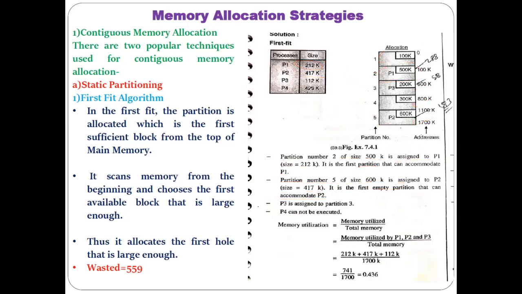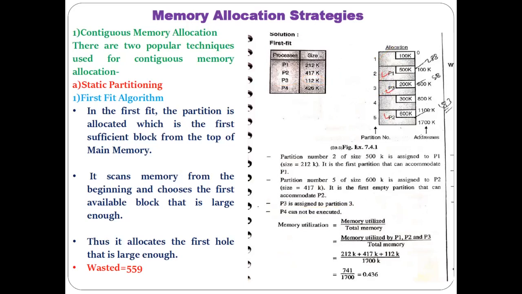Understood? Then P3, what is the size of P3? 112K. Now, can we allocate the 112K in this first partition? No. In the second? No. Can it be allocated in partition 3? Yes. Partition 3 is the first partition large enough to hold P3. Understood? So that is the reason P3 is assigned to partition number 3. So here you can see, P3 we have allocated, then P1 and P2.